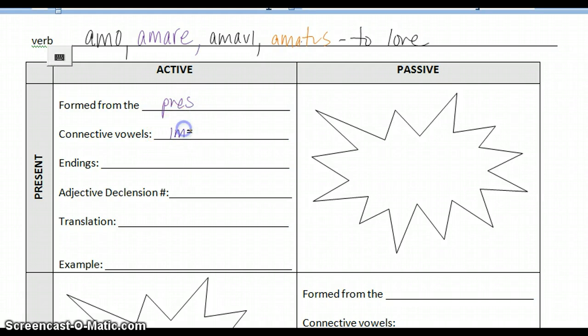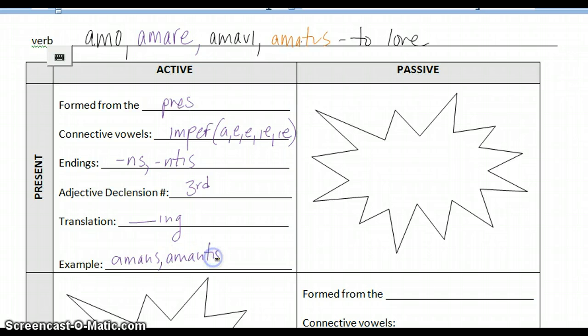The connecting vowels are the same as the imperfect, which are our a, e, i, and they depend on the conjugation of the verb. We use the ending -ns, -ntis to create the present active participle, and it behaves like a third declension adjective. Whenever we have a present active participle, our translation will be with the word "-ing," and our example from the word amo is amans, amantis, which means loving, as an adjective, right? Like, that's a very loving boy.